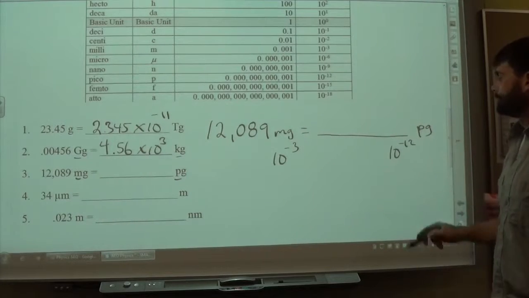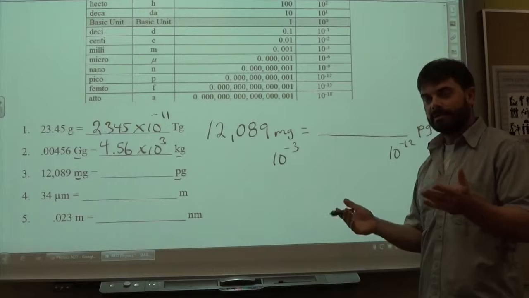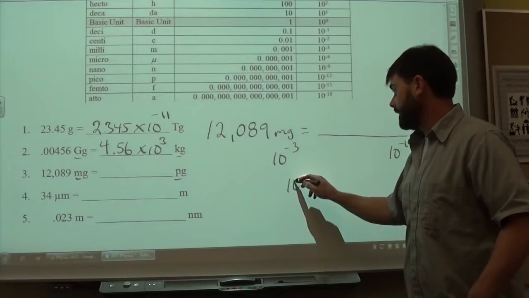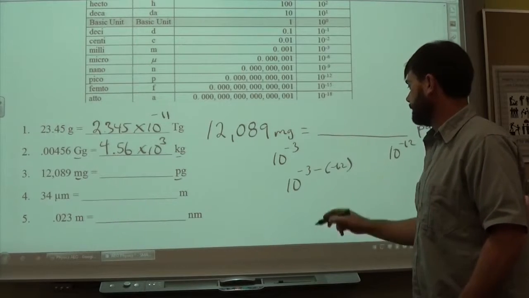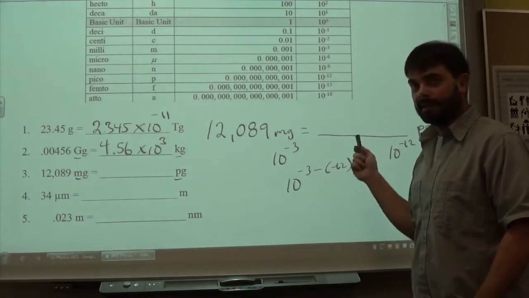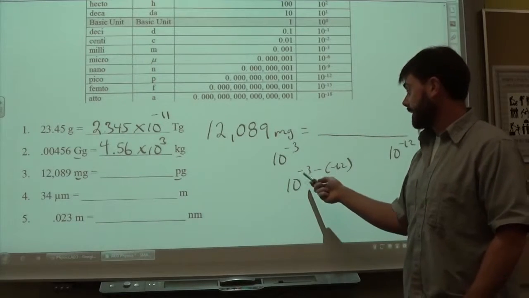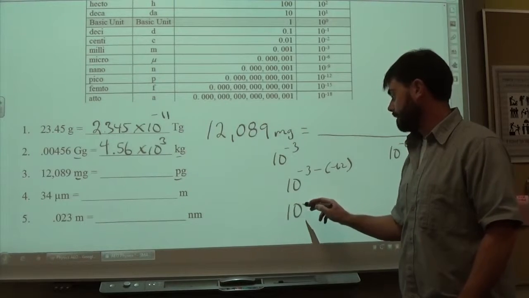So we're subtracting the second from the first. Here's a prime example where you need to be careful. You'll get that double negative. You're going to have 10 to the negative 3 minus negative 12. If you minus a negative, that turns into a positive. So this is really, in essence, like negative 3 plus 12, which is going to give me a positive 9.